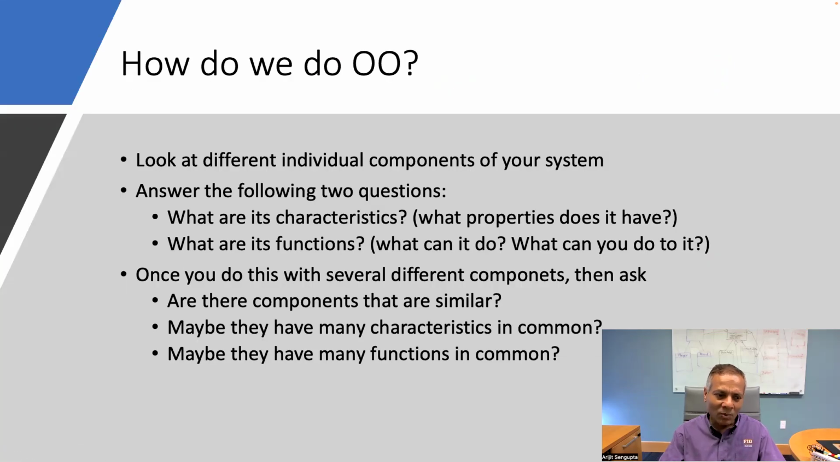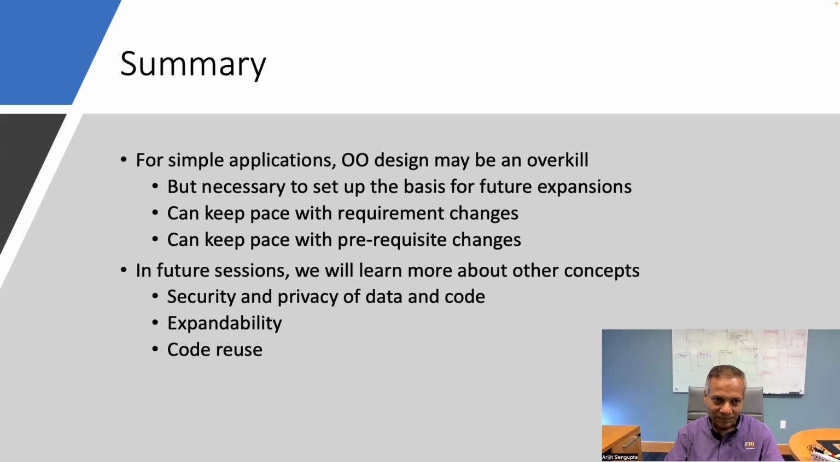So in summary, why do we do object-oriented? We obviously need to look at the different parts of the problem. We look at the different components. We need to figure out what are the characteristics, what properties does it have, what are the functions, what kinds of things does it do. And then once you have all of these different components, you can put them together, and we will see how you can create different objects.